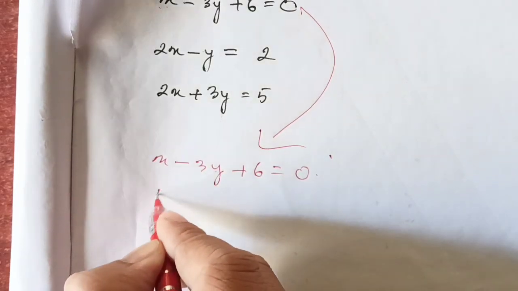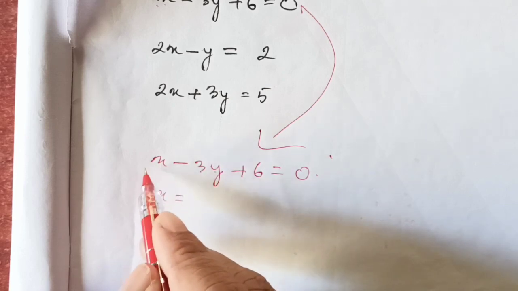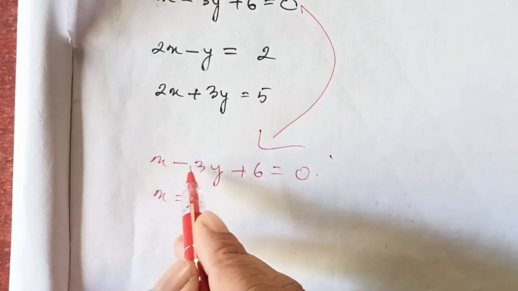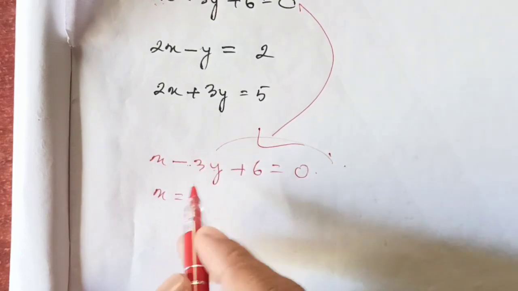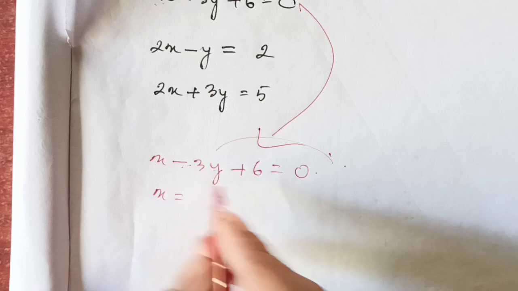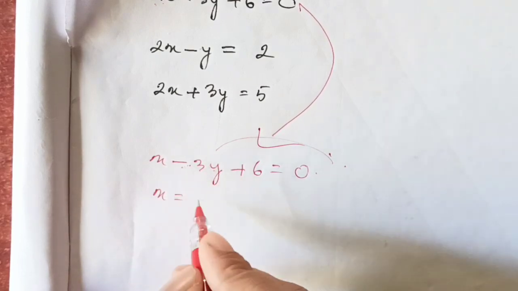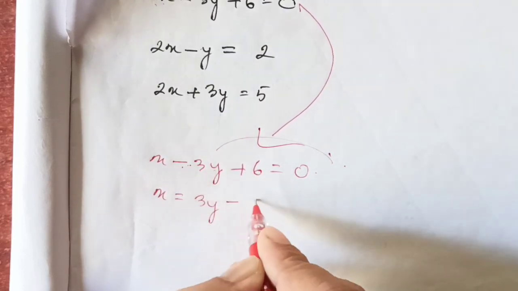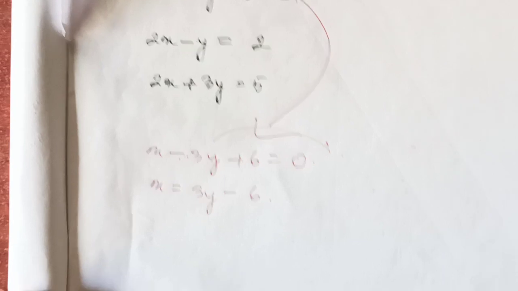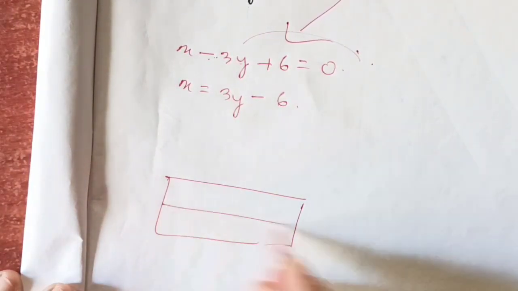So how will you find the tabulation for this x? Since x is not together with any number, we keep x alone, then transfer all the remaining to this side. Now let us transfer minus 3y. If we transfer it to the other side, the minus will turn into plus. So x equals 3y minus 6. Likewise we can make a table for this.